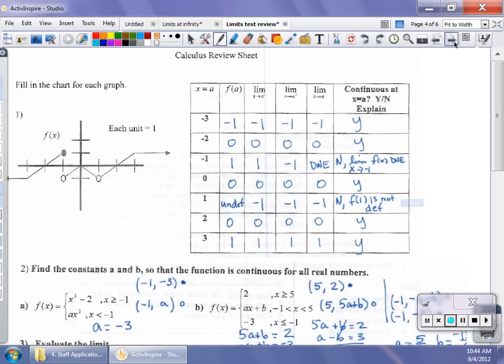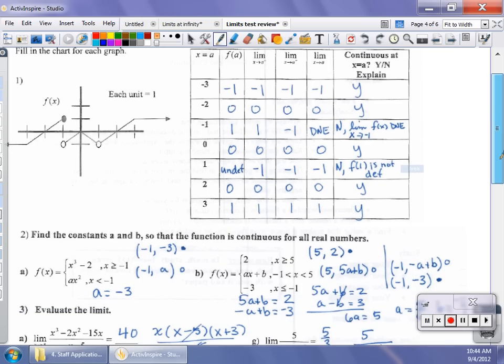All right, let's look at the next page. We're using a graph to find the limits, and in this case we're finding f of a, we're finding the left limit and the right limit and the overall limit. We're looking at the continuity. Be careful to remember that the limit does not necessarily equal the y value. Let's see if there's a case where that goes on here.